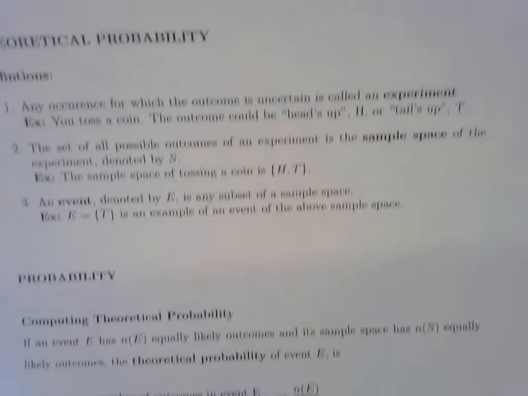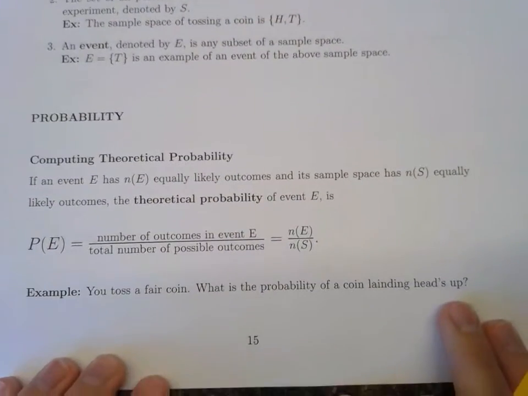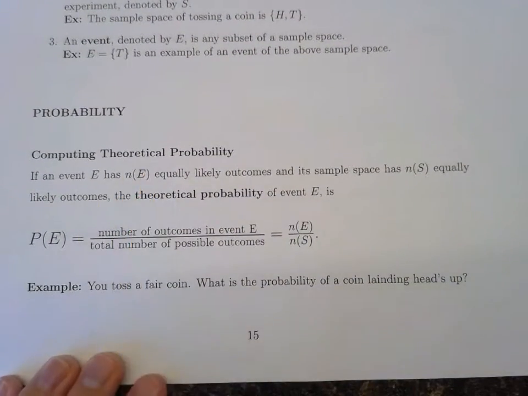Bottom of page 15, we're going to move on to finding probabilities. We're going to start with theoretical probabilities. It says if an event E has N of E equally likely outcomes in its sample space and N of S equally likely outcomes, the theoretical probability of event E is P of E equals the number of outcomes in event E divided by the total number of outcomes.